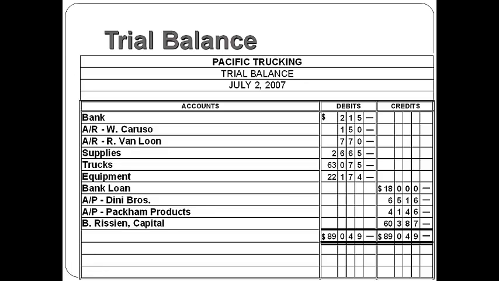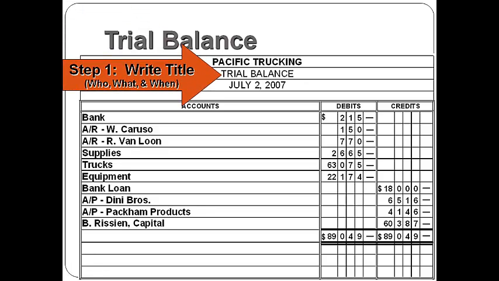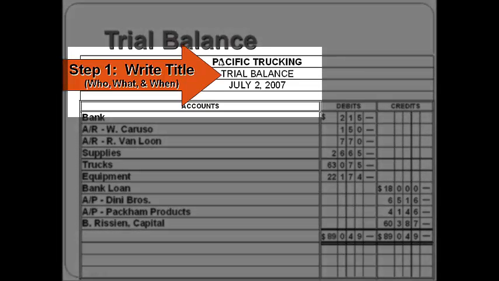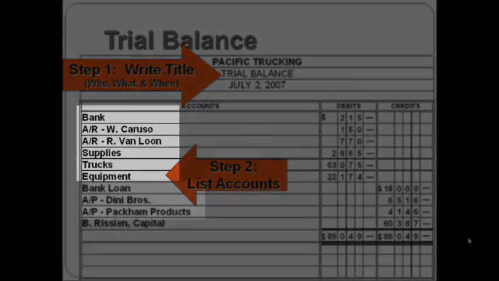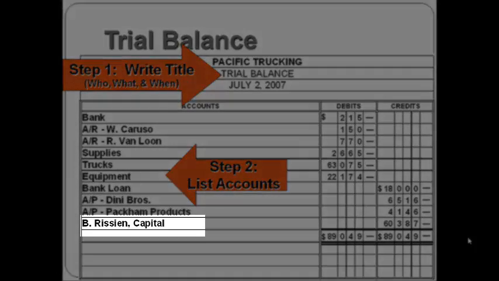Here's a trial balance. You will begin by writing the title of the trial balance. This is exactly the same way as you would have done it when writing the title for the balance sheet. You start off by writing who the company is or what the company is. You write what kind of financial statement this is, and you write the date. The second thing that you're going to do is write the accounts. You will be writing your accounts in order of assets, liabilities, and then your owner's equity.